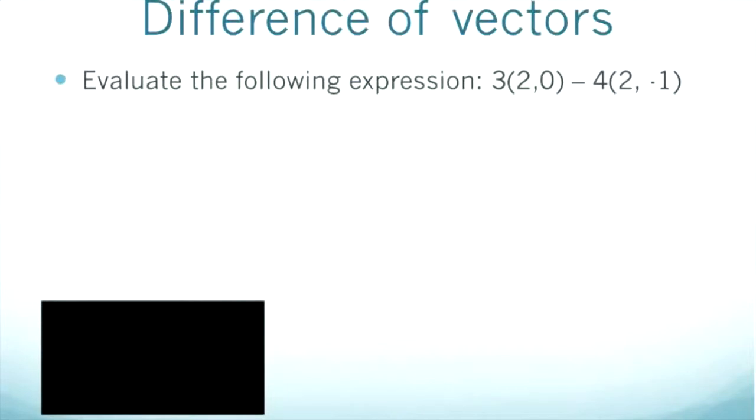Let's try a difference problem. There are actually two separate things going on here, so let me give you a minute, copy that down. This time I put a number or a coefficient in front of the coordinate. Do you guys see that? I put a 3 in front of the 2, 0. I put a -4 in front of the 2, -1. So before I even begin, I need to multiply this first vector by 3. So let's do 3 times 2 and 3 times 0. So I would get 6, 0.